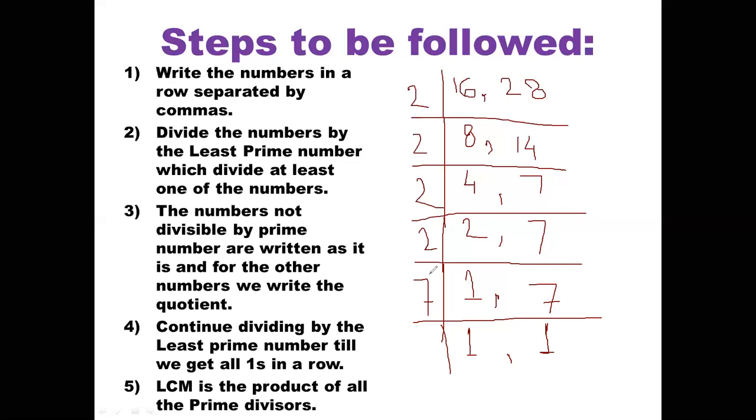Now the fifth step says that LCM is the product of all the prime divisors. So where are my divisors? These are my divisors: 2, 2, 2, 2, and 7. For finding out the LCM, I have to multiply all these prime divisors together.